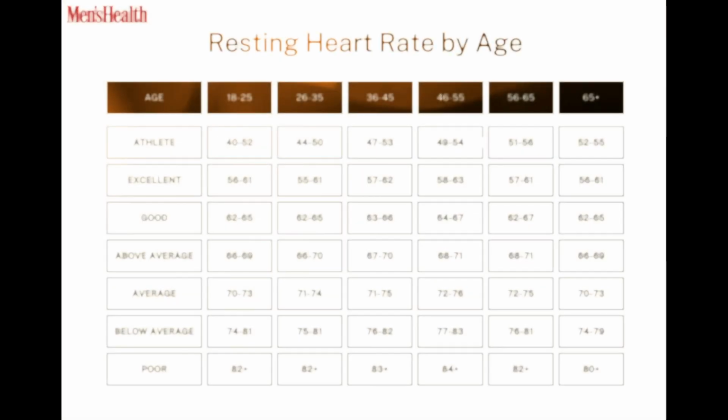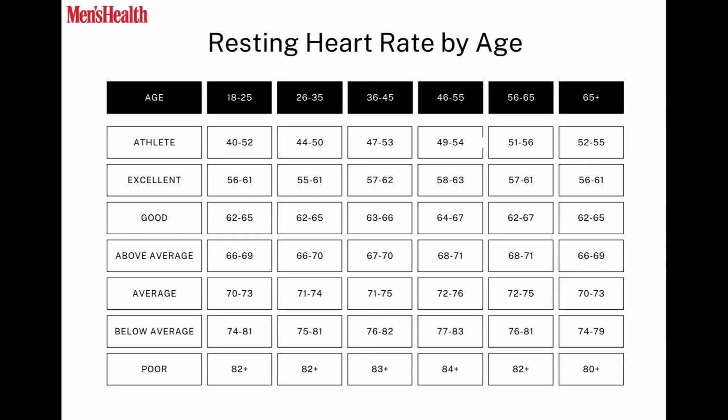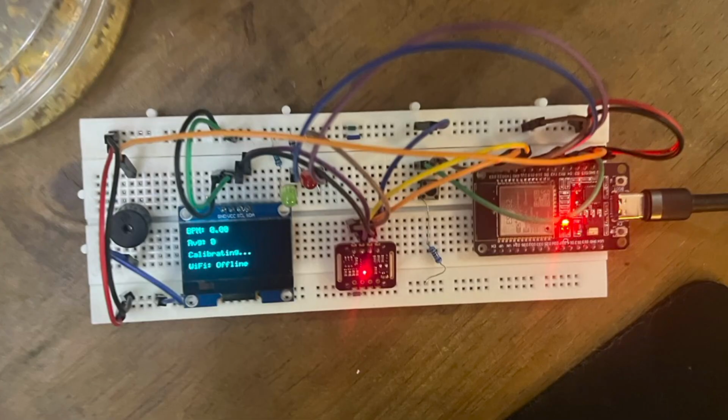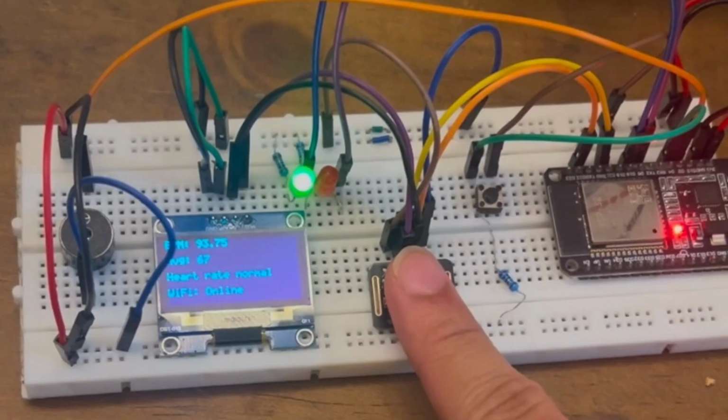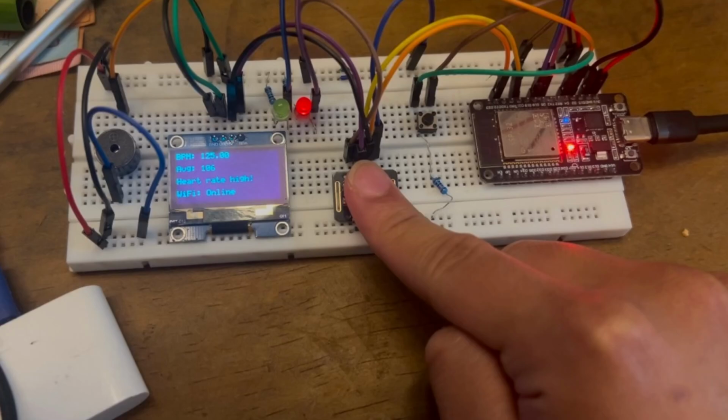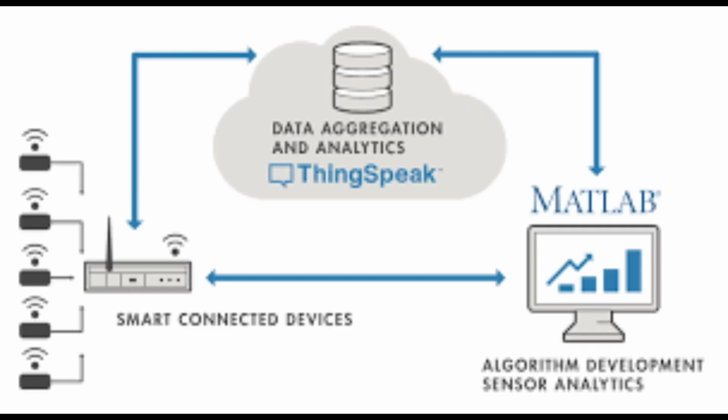So our project is just a way to warn if your resting heart rate is high, and then it sends the data to the cloud. It also displays your heart rate live on the OLED, and if your heart rate is normal, the green LED will light up, and if your heart rate is higher than normal, the red LED will light up, and the buzzer will make a sound. And when it's above normal, that's when the data automatically gets sent to the cloud.